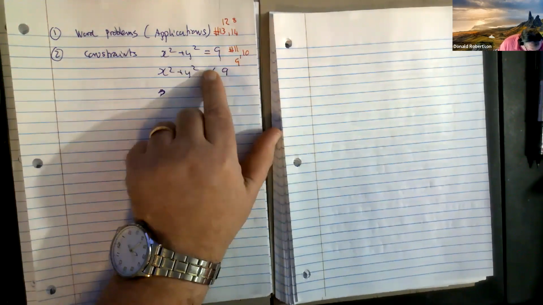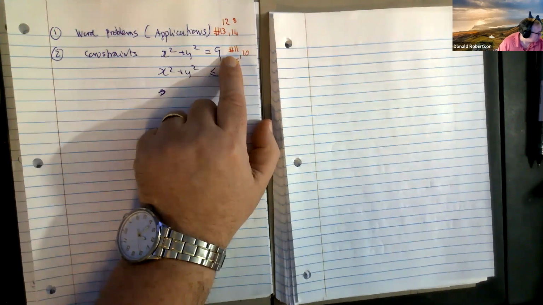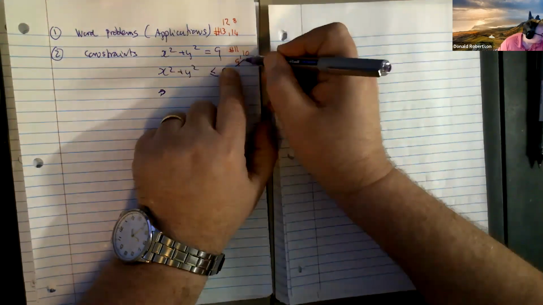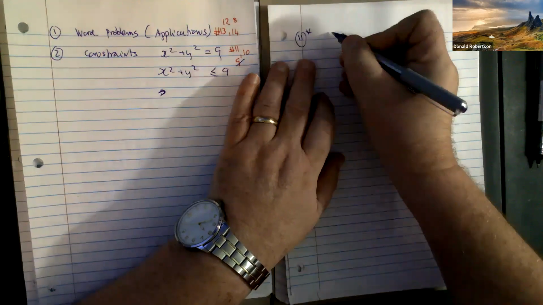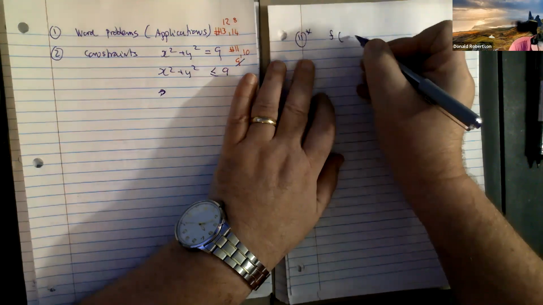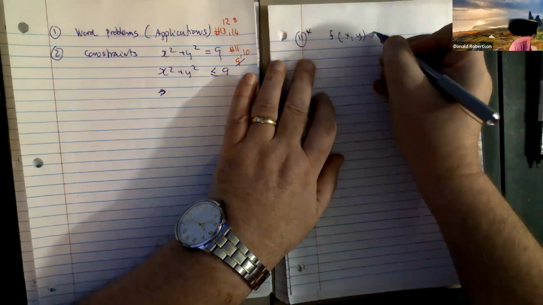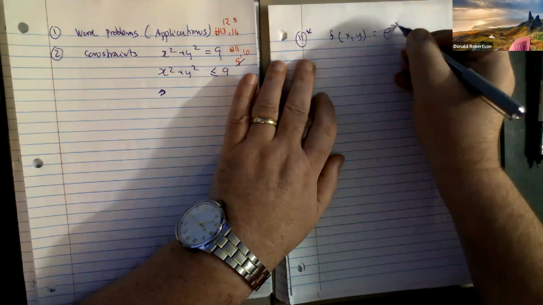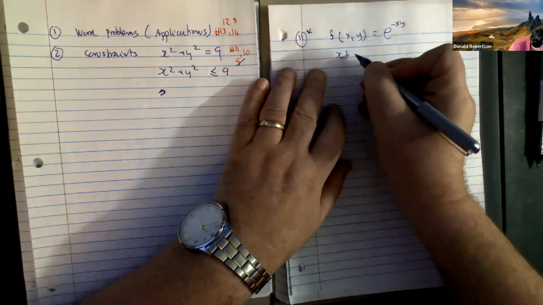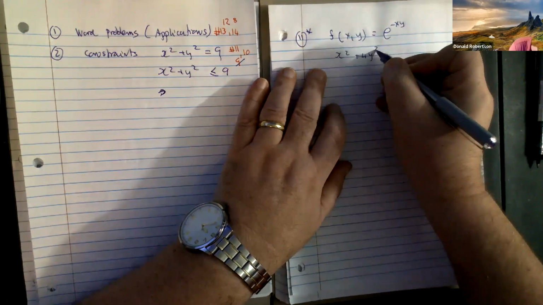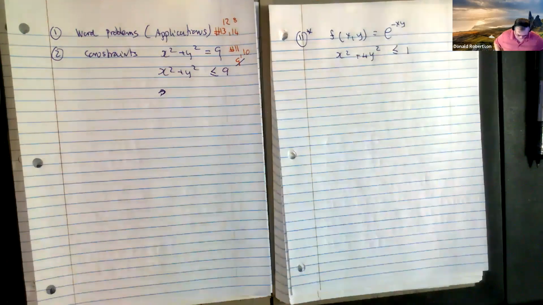Let's see, constraints 10, 9, 10, 11. I forgot which one. I just did 9, didn't I? Okay. So let's see what 10 and 11 look like. Let's do 11. It looks the uglier of the two. We're trying to find the absolute maximum and minimum value of that guy, subject to the constraint that x squared plus 4y squared must be less than or equal to 1.